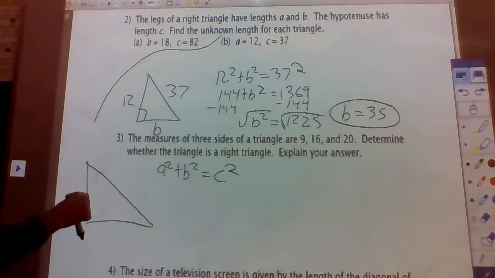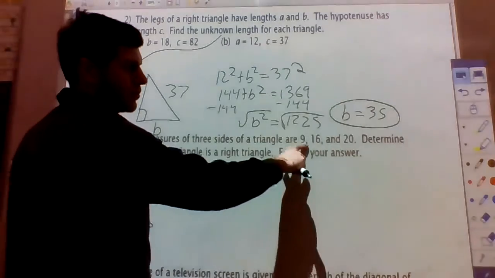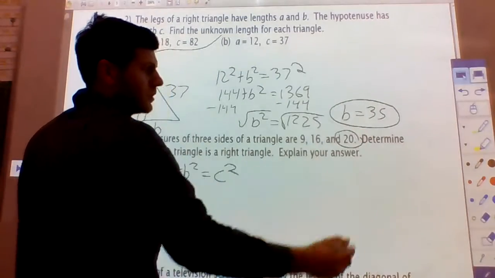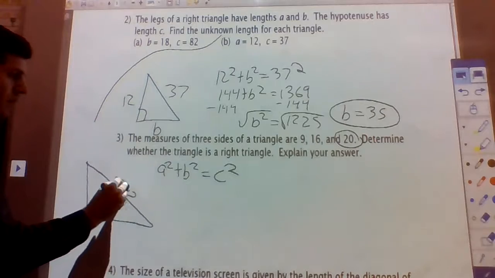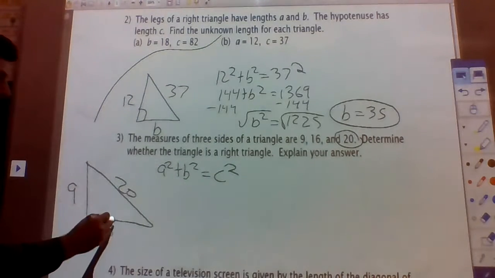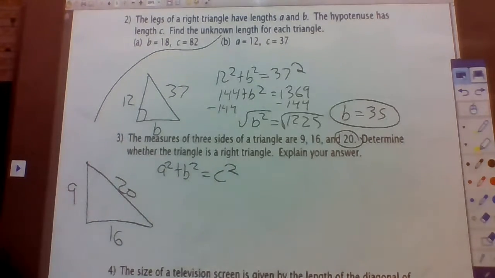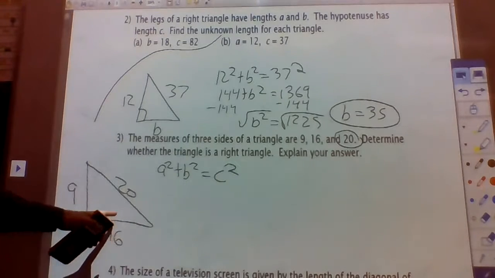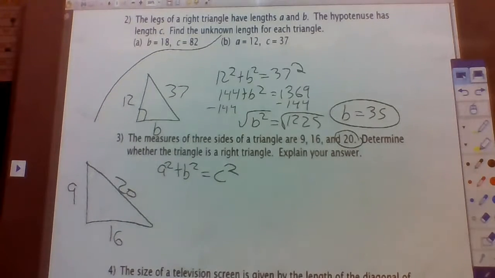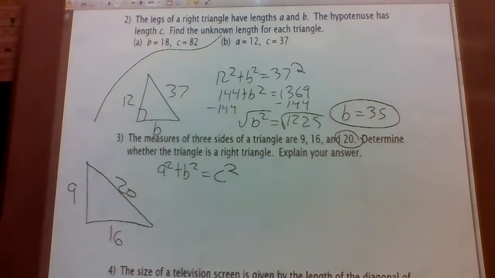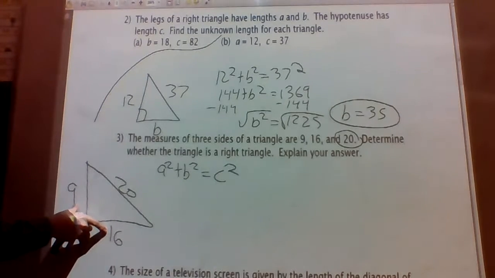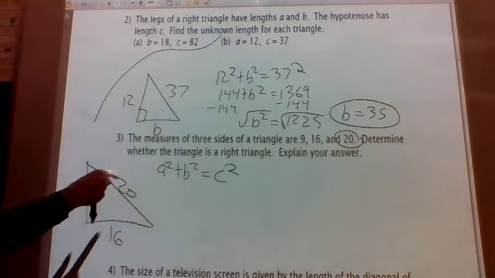Okay, so we have, what would be our hypotenuse if this was a right triangle? It would be the longest side, which is 20. And then our legs would be 9 and 16. Okay, so A and B would be 9 and 16, and then C would be 20, our hypotenuse. So the question is asking, can we make a right triangle with these side lengths? The way we have to figure that out is we have to see if it fits the equation.